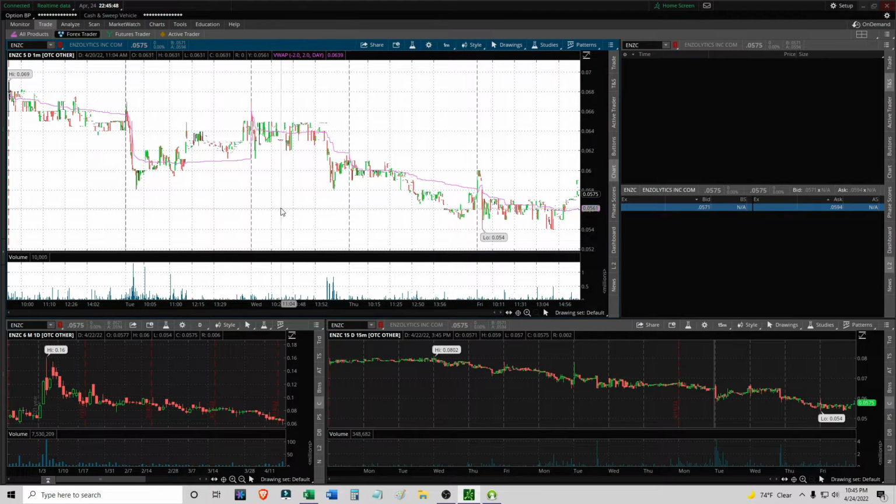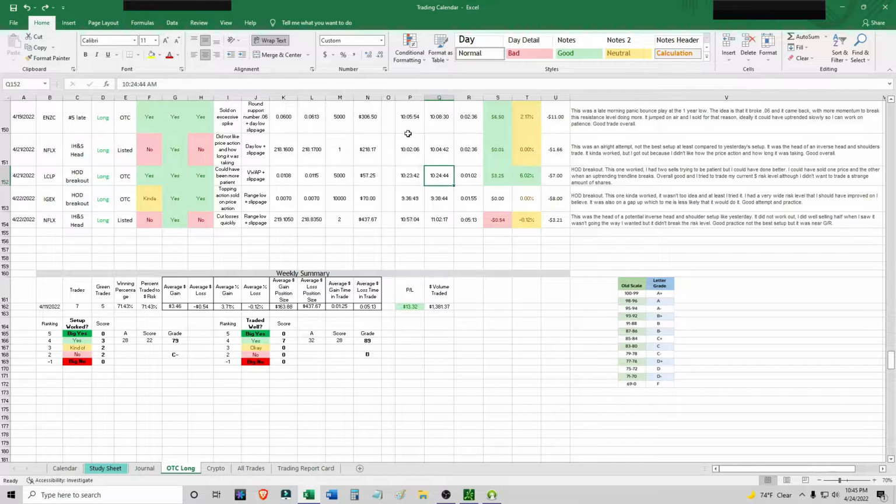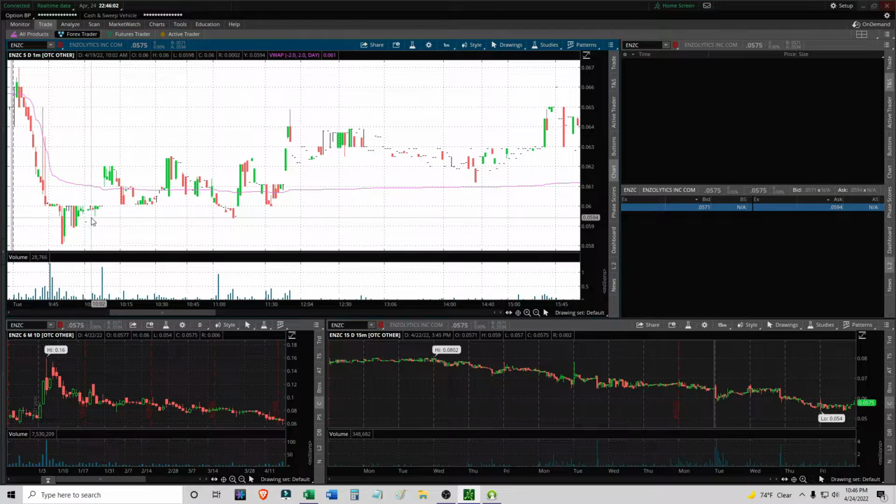Let's bring this back right here to the 19th. Right about there, I was in at 10:05 at 6. And why? It had the morning panic bounce play. I was interested in trading it back here because I thought it might drop to the 6 cent level, and then hold support and make a move towards the upside, and VWAP would be right here. But there were too many sellers at the ask.